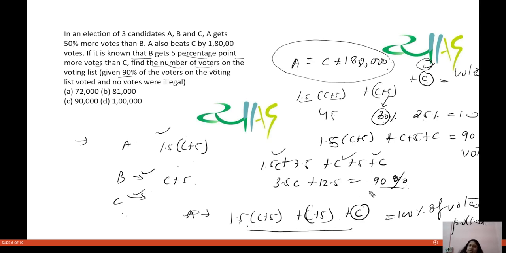So this is how much? Definitely this has to be 25%, then this will be 30% and this will be 45%. I hope you understand where this came from. Now it is saying that A also beats C by 1,80,000.